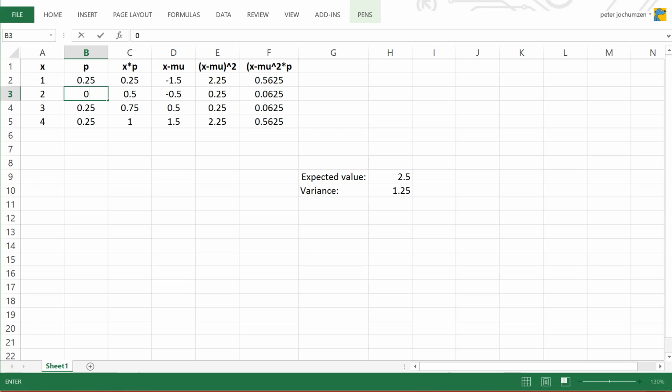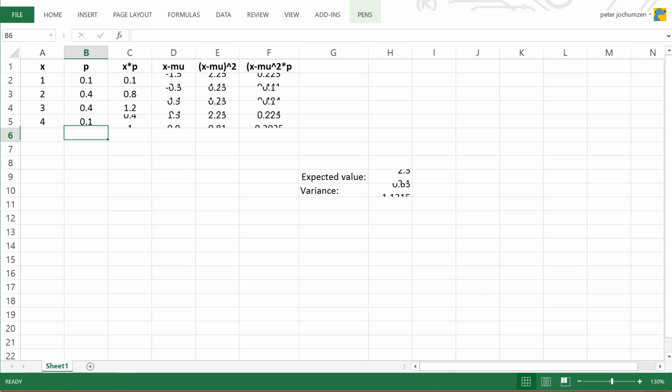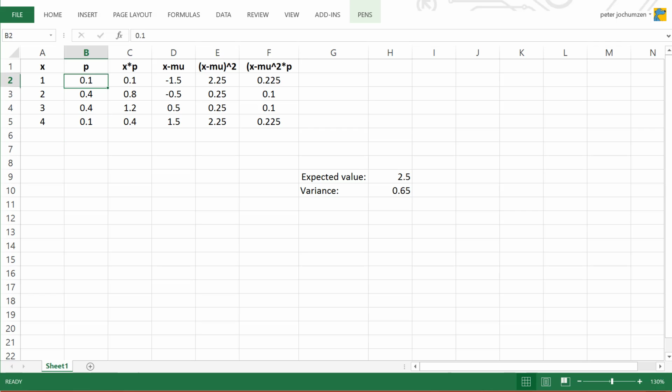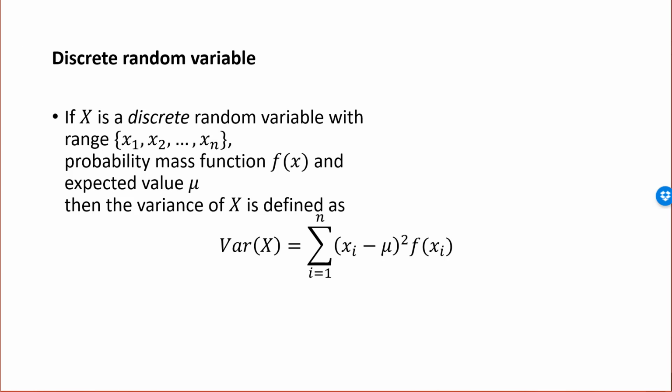So if I change, let's say, these probabilities to 0.4 and 0.4, and I change these guys to just 0.1 and 0.1, then the variance goes down to 0.65. And the opposite is of course true. If I put a bigger weight on the values where the deviation is large, then we get a much larger variance, 1.85 in this case. So the weighted average of the square deviations from the mean, that's what the variance is.